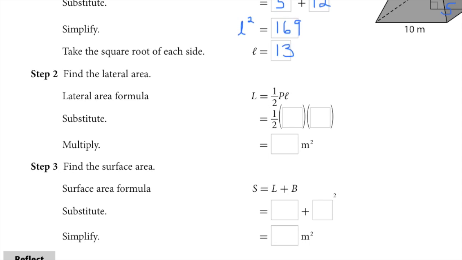Let's find first the lateral area. We're going to take half of the perimeter, which is 4 sides of 10 each, so 40, times the slant height, 13, and we get 260 meters squared.